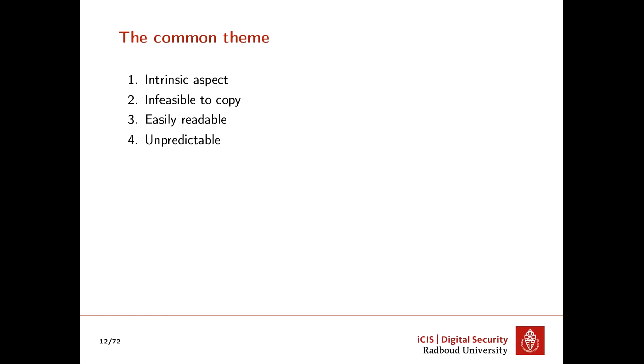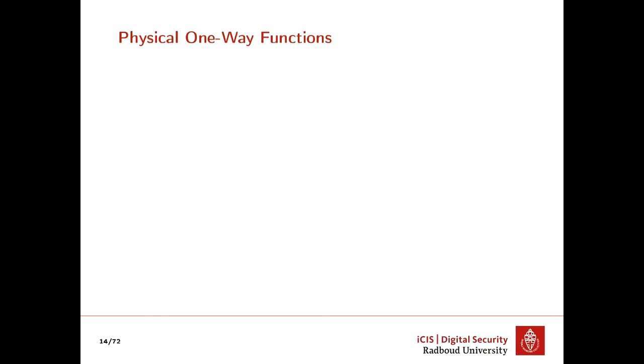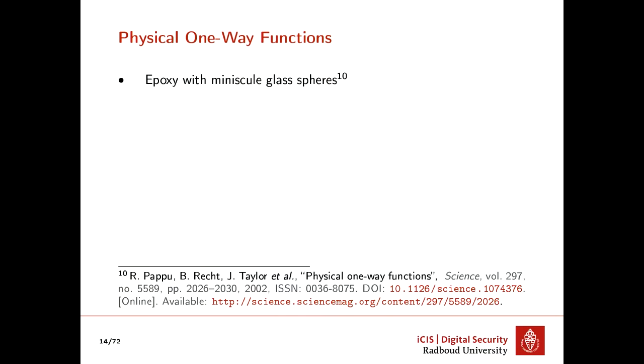The common theme here is that we are using an intrinsic aspect of an item that's infeasible to copy, but easily readable. It's unpredictable, and it should ideally be unchanging. Which brings us to a proposal in 2001 of physical one-way functions. Basically, the idea was you have an epoxy with minuscule glass spheres. You cure the epoxy, you make it into a 10 by 10 by 2.5 millimeters, I don't know the exact dimensions anymore.